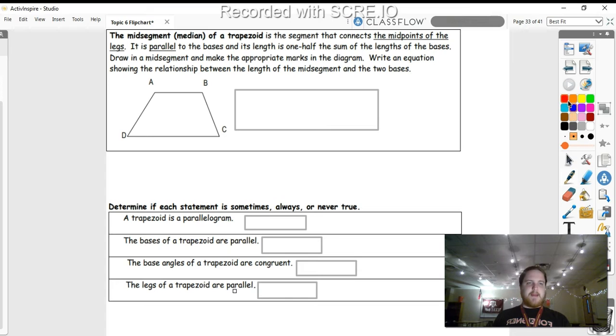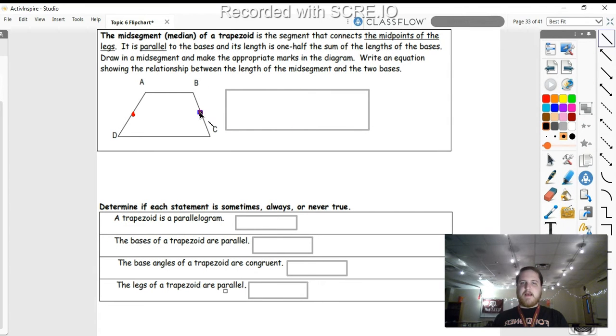So if we picked out and found the midpoint in between A and D, that's somewhere probably about right there. In between B and C is somewhere probably about right there. And if we're drawing the midsegment, we're just connecting those two points together. All right, that's kind of a rough sketch, but it gets the idea across. We're connecting midpoint to midpoint.